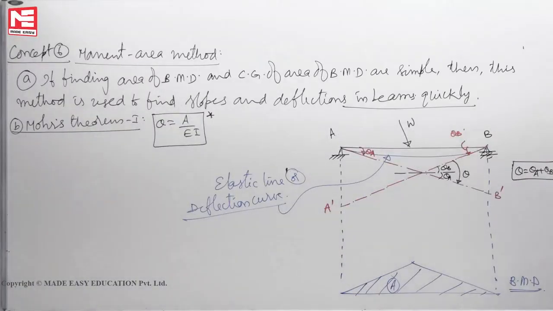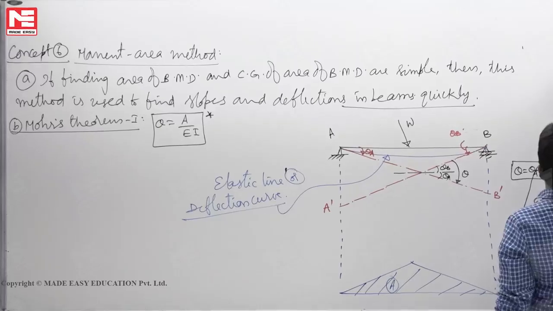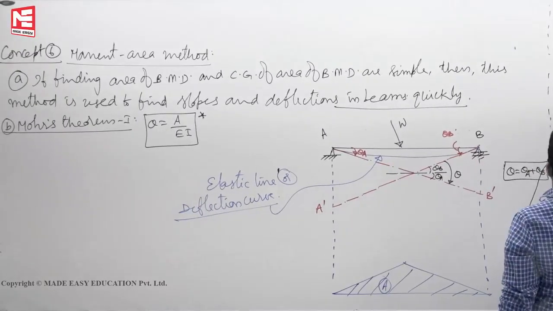So we'll write that statement. From Mohr's theorem 1, you don't get theta A or theta B. You will get the sum of the two angles, theta A plus theta B, as theta. So this is theorem 1.